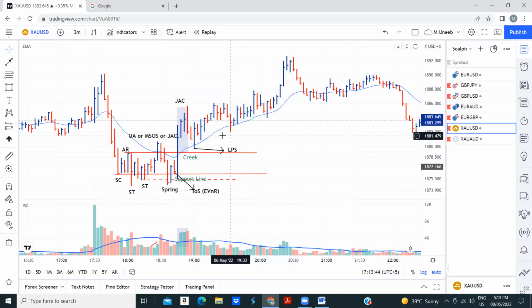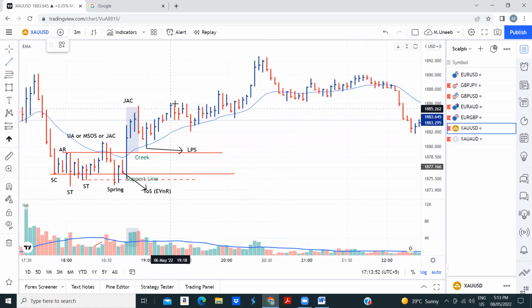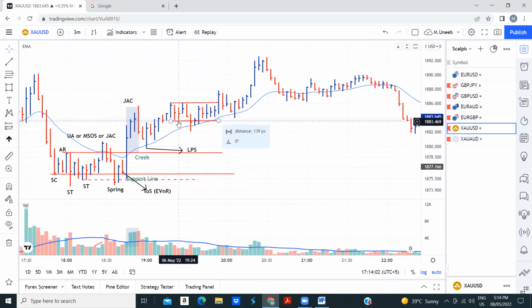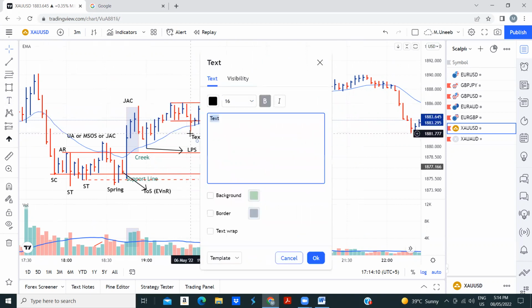Okay, the second thing is there is another second test after we break this region here. Within this structure, you see that we can make another small range. This range is known as what? Reaccumulation. And this is what? This is spring. This is spring of reaccumulation, right?